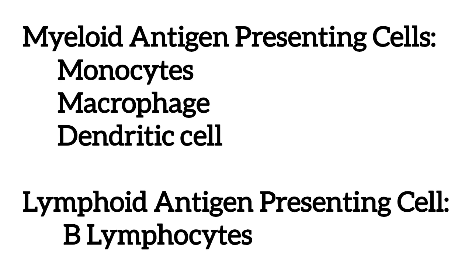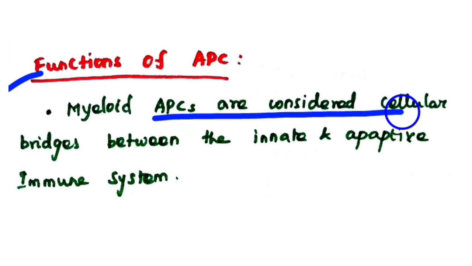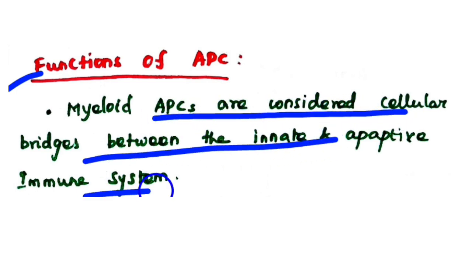In the last video we have seen in detail about this antigen presentation by B cell to the T cell. Let's see the functions of antigen presenting cells. These antigen presenting cells have the functions of phagocytosis, antigen presentation, and they also secrete some cytokines and co-stimulator molecules. These myeloid antigen presenting cells are considered cellular bridges between the innate and adaptive immune system.